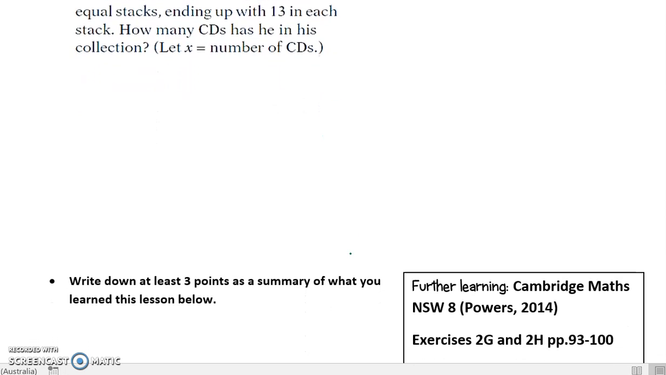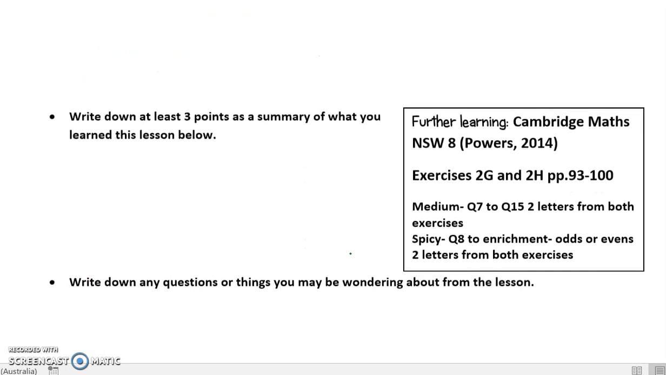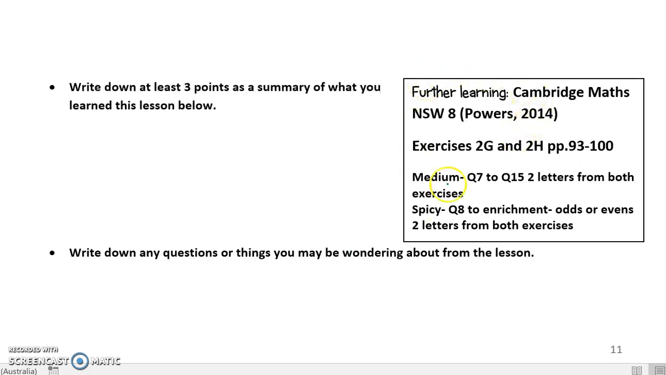So I'd like you to have a go at the questions remaining in the booklet, write down a summary, and then I'd like you to have a go at these 2 exercises, 2G and 2H.